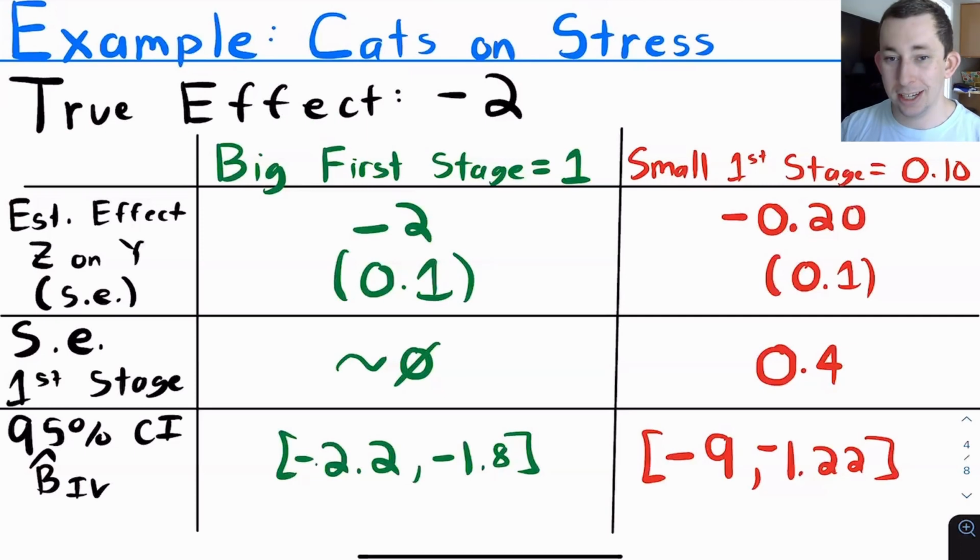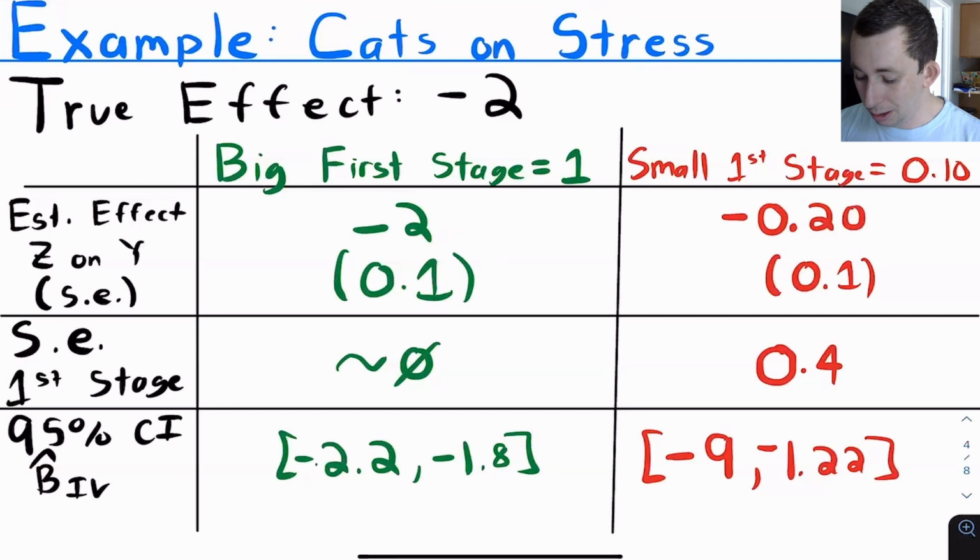So maybe the first stage is like 0.10. Maybe the compliance rate is 0.10. So what's going to happen when I estimate the effect of z on y? It's the effect of z on y through x. So I'm going to get a reduced form in the green world of -2 with a standard error of like 0.1. Now in the red world, because I'm going through x, it's the effect of z on y through x.